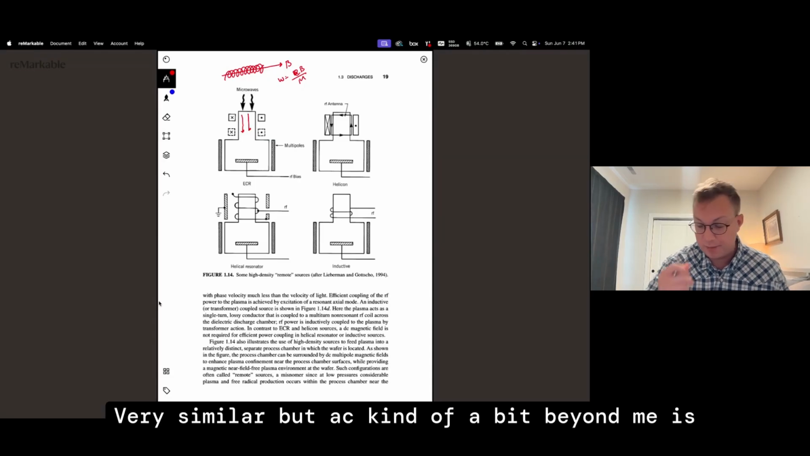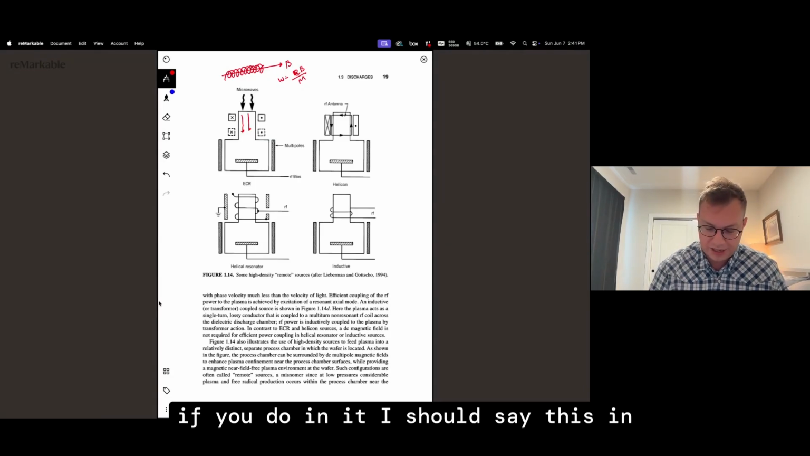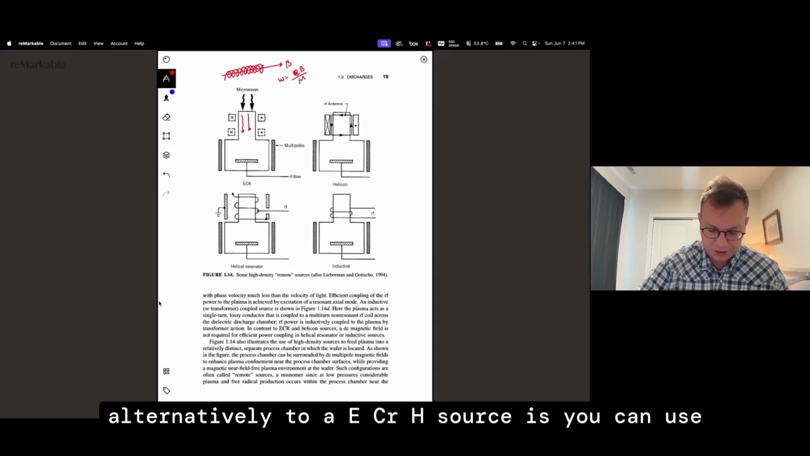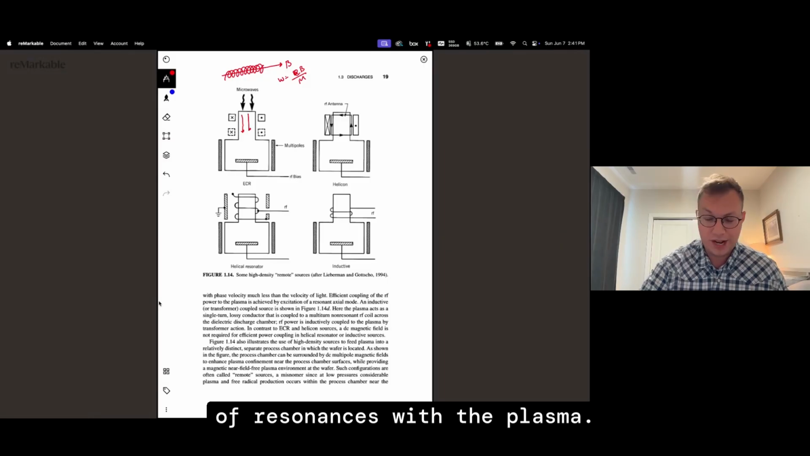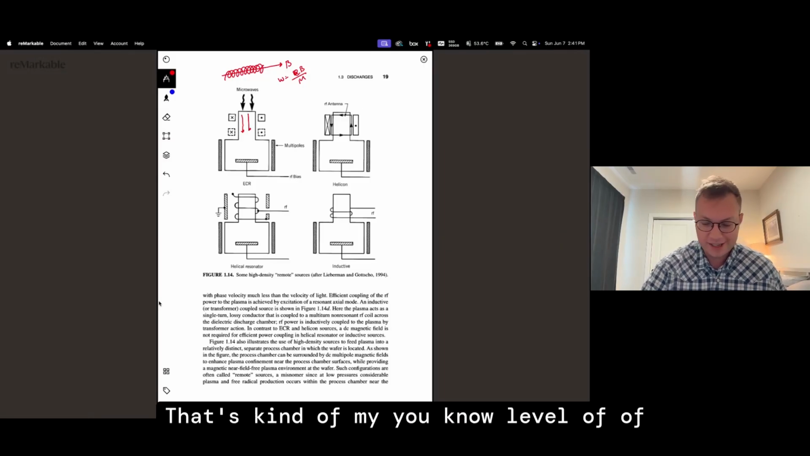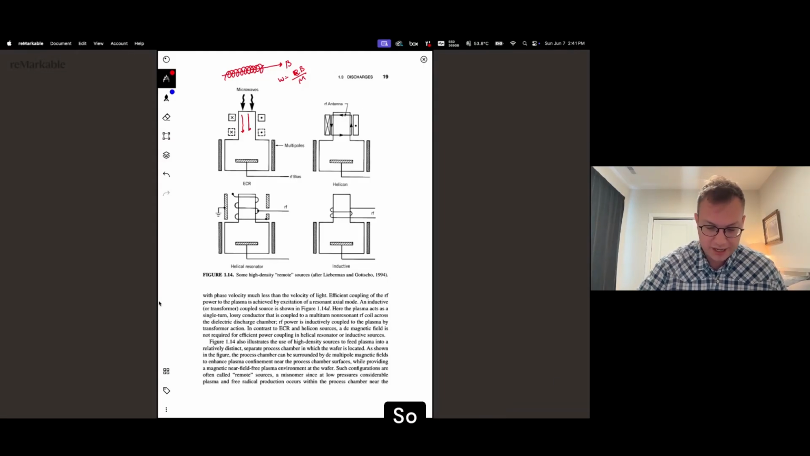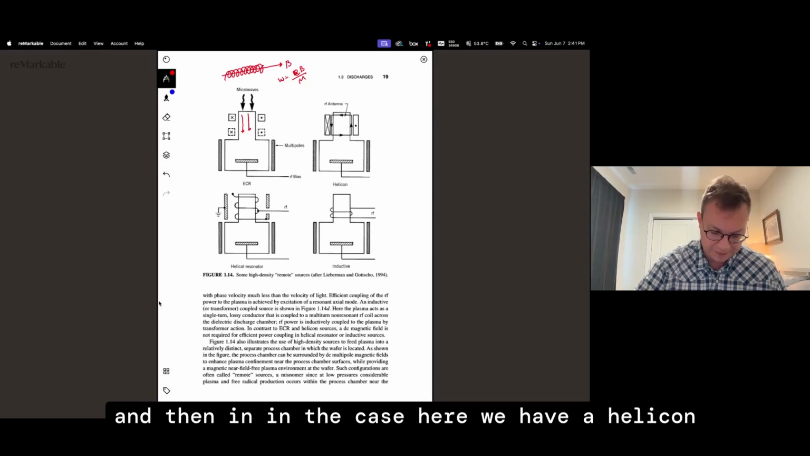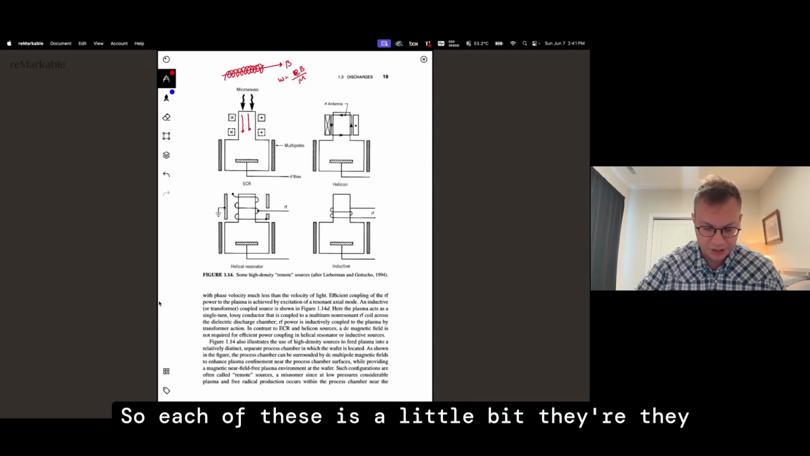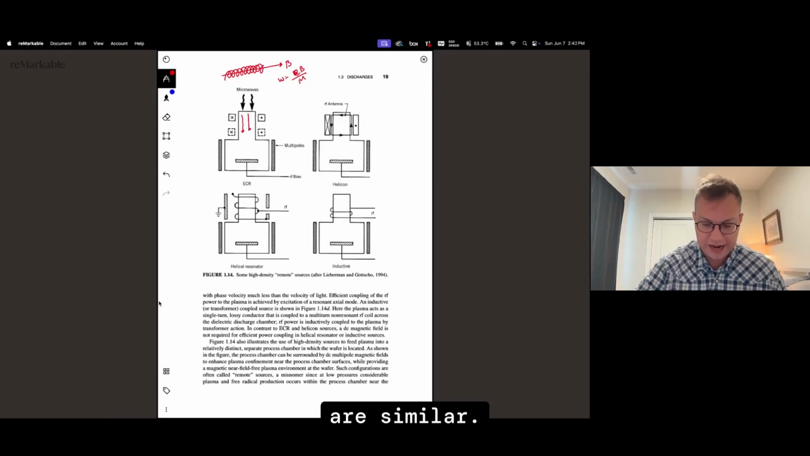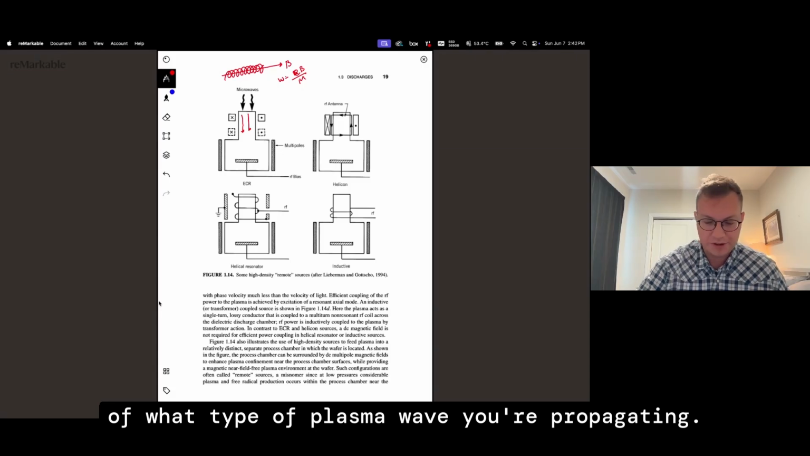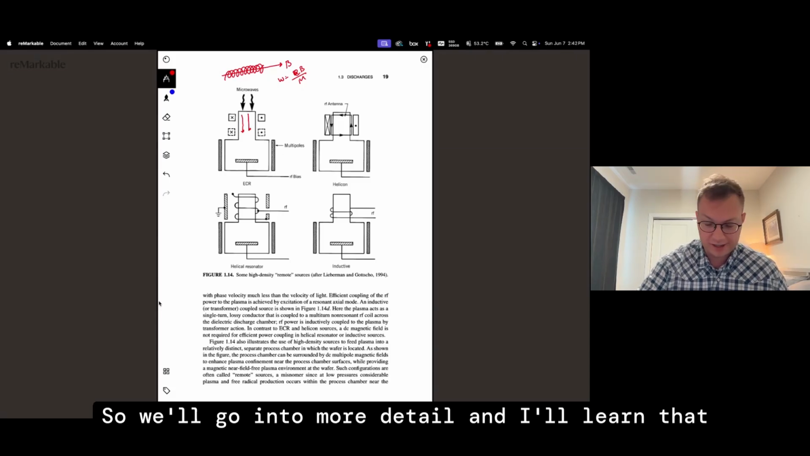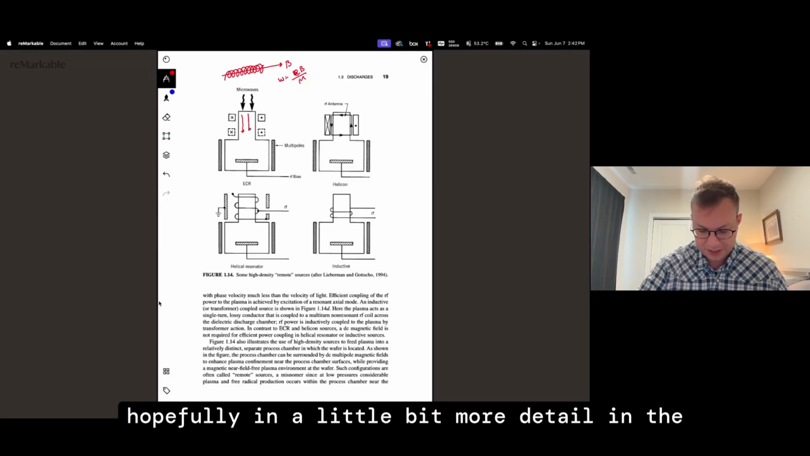Alternatively, very similar, but a bit beyond me, instead of an ECRH source, you can use different shaped coils to excite different types of resonances with the plasma. That's kind of my level of understanding. So these are something like helicon waves, and in the case here we have a helicon resonator. Each of these is similar. The difference is in the detail of what type of plasma wave you're propagating. So we'll go into more detail, and I'll hopefully learn that in a little more detail in the future.